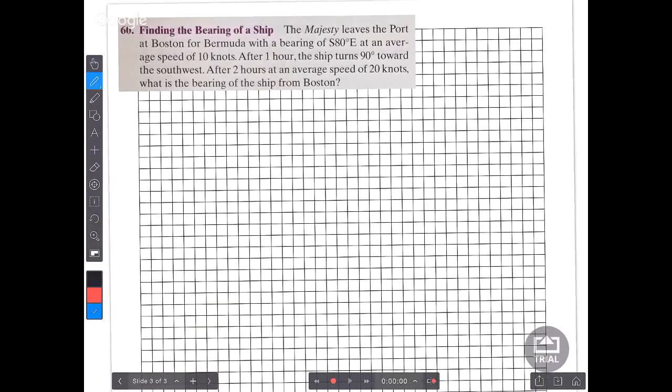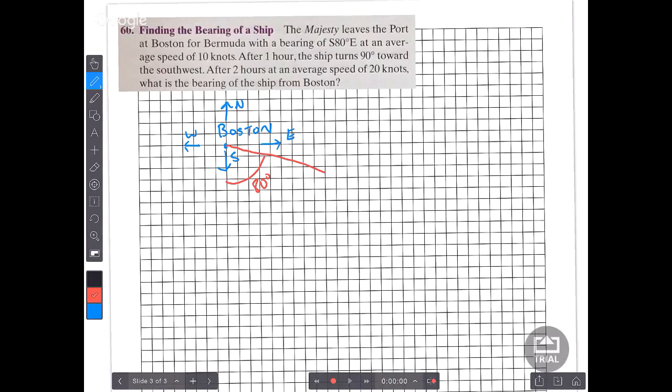All right. So we're going to leave the port at Boston. So here's Boston at a bearing of south 80 degrees east. I'm going to say here's south, north, west, and east. And south 80 degrees east is off in that direction, where this whole bearing takes me 80 degrees to the east of south.